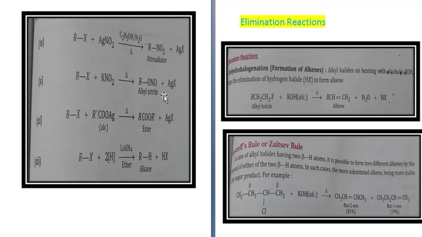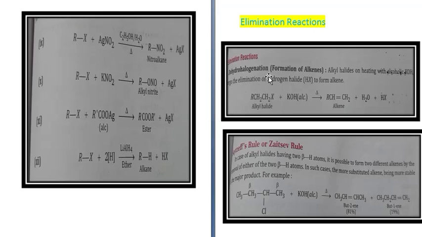RX plus KNO2 on heating gives you RONO plus KX. RONO is alkyl nitrite. RX plus R'COOAg, alcoholic, gives you RCOOR', an ester, plus AgX. RX on reduction, in presence of lithium aluminium hydride and ether, where 2 hydrogen are being added, gives you alkane RH plus HX. All these are the examples of substitution reaction.